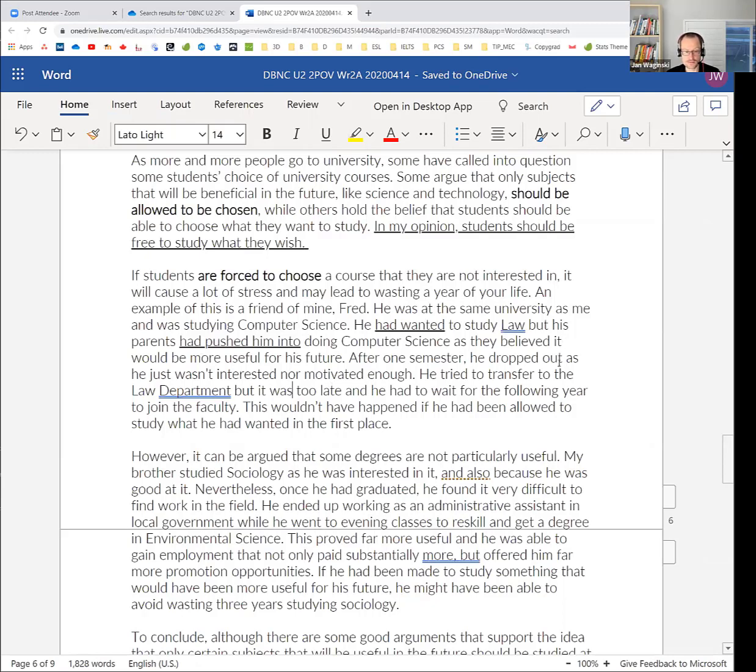After one semester, he dropped out. Can we say he wanted? Why do we need to put the event that's before in past perfect? He was at the same university as me and was studying computer science. Before he studied computer science, he'd wanted to study law, but his parents had pushed him into doing computer science. Okay. After one semester, he dropped out. This is at the same time as he was at the same university. After one semester, he dropped out as he just wasn't interested nor motivated enough.